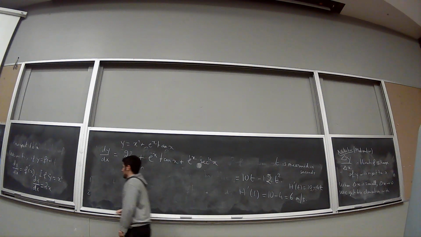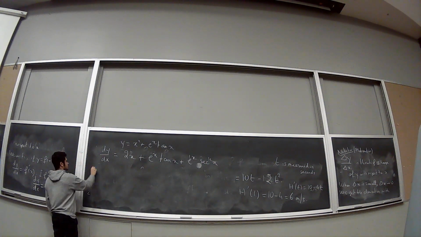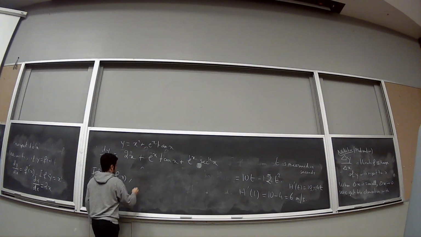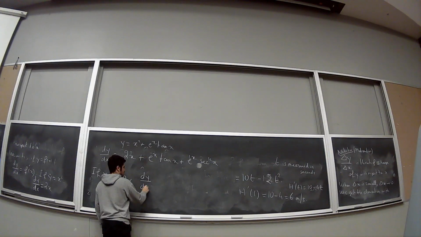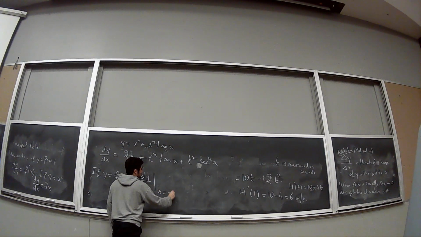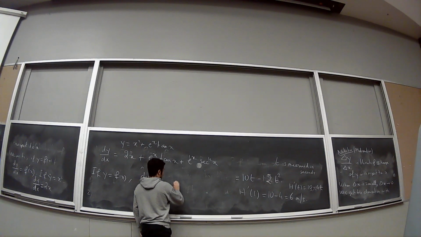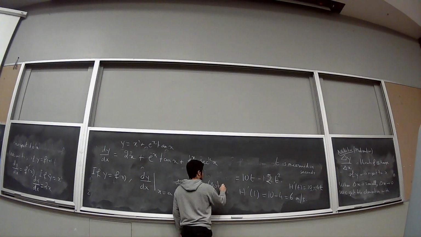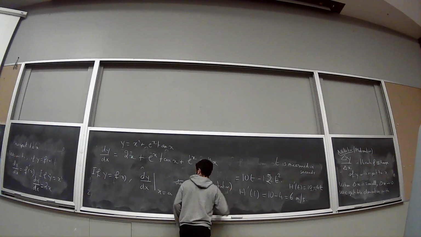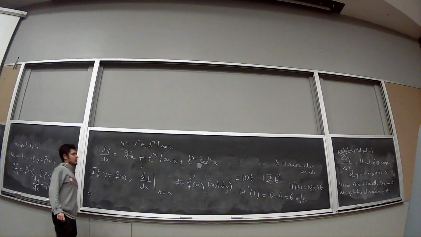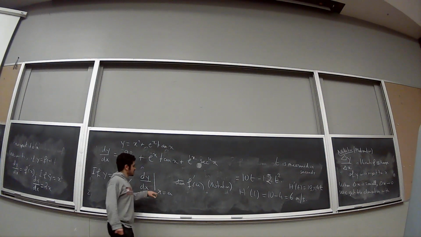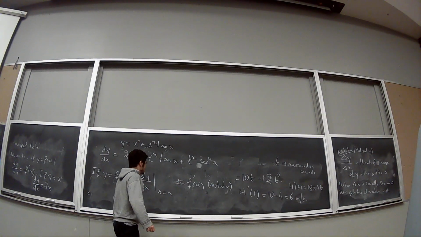Great. Now, if y is equal to f of x, dy by dx at x equal a denotes f prime of a. This is just a notation. So if I want the particular value, if I want f prime of a, I just write dy by dx at x equal a, and this gives me f prime of a.